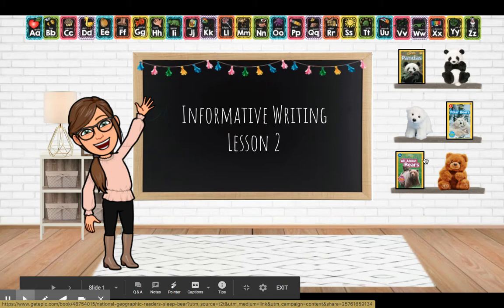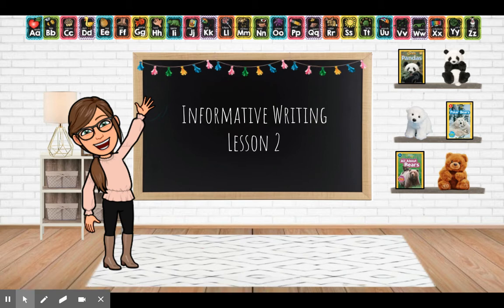Boys and girls, today we're going to continue talking about informative writing. Yesterday we looked at a lot of different informative books, and we learned that informative books teach us about a topic. Today we are going to look at those same books to see what is so special about them. We are going to make a chart of some of the things we find in informative writing in these books.